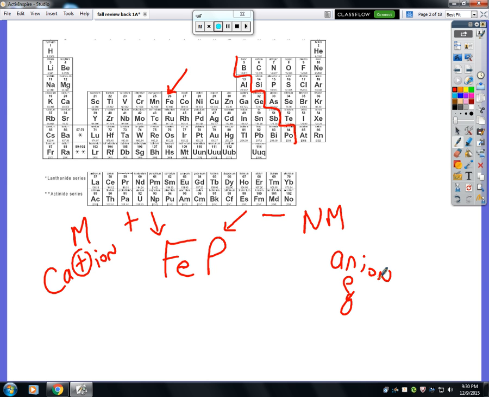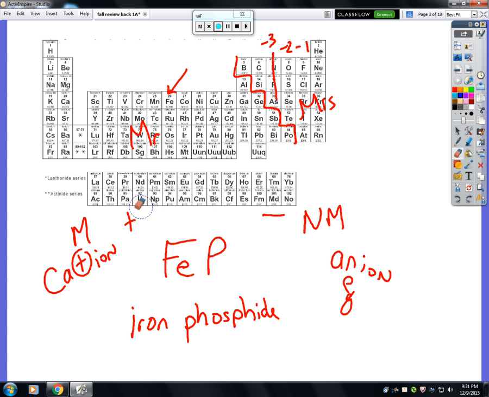So what is iron? Iron is iron, and I'm going to name it as a Mr. and a Mrs., but I don't know iron's charge. But I do know phosphorus is going to turn into phosphide. I do know phosphorus lives in the not -1, not -2, but the -3 column. And so therefore I know that phosphorus has a charge of -3.